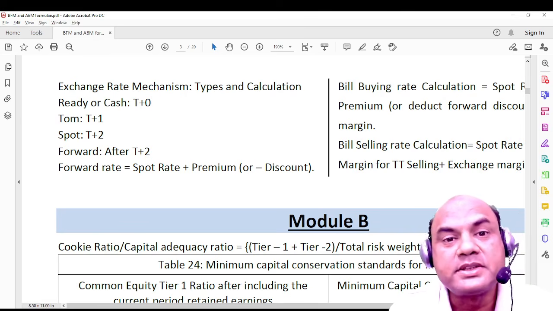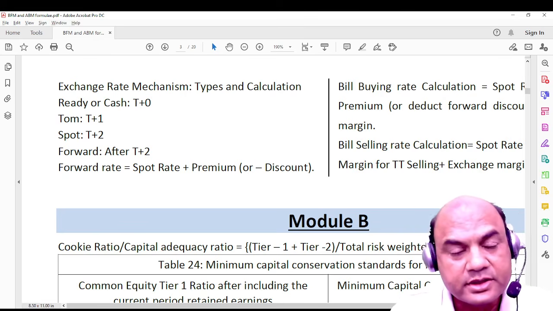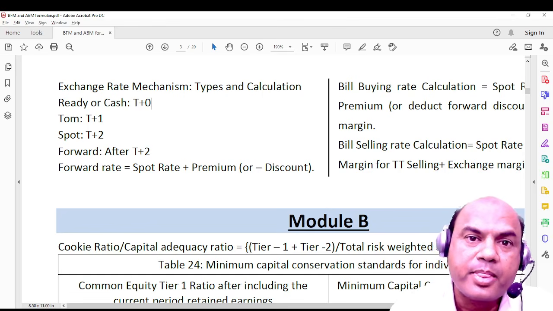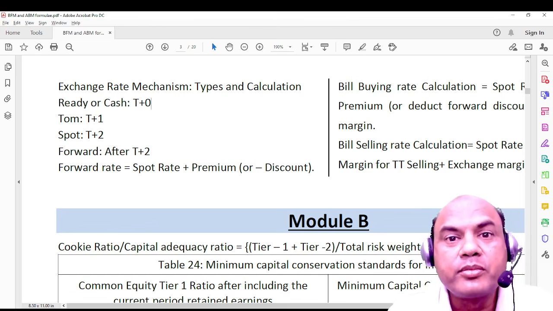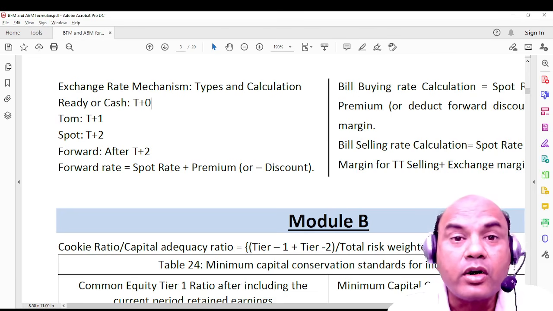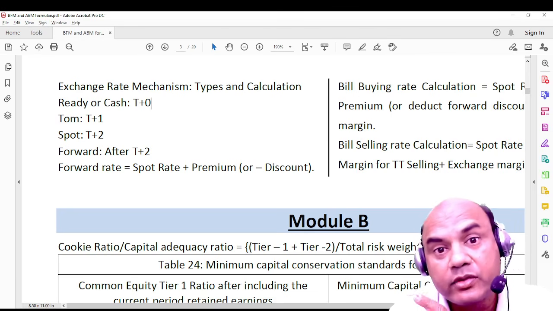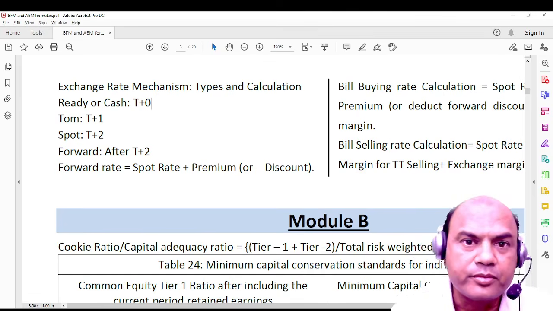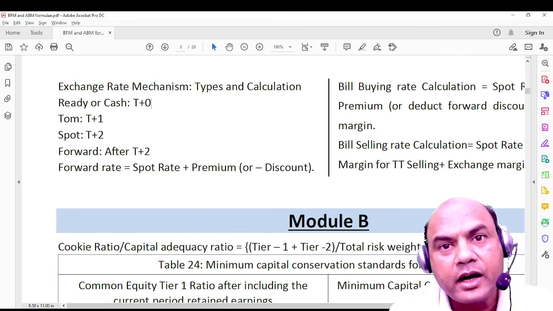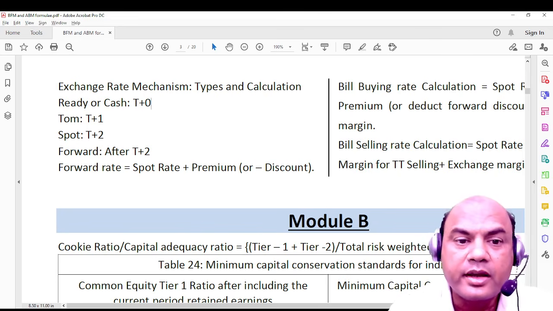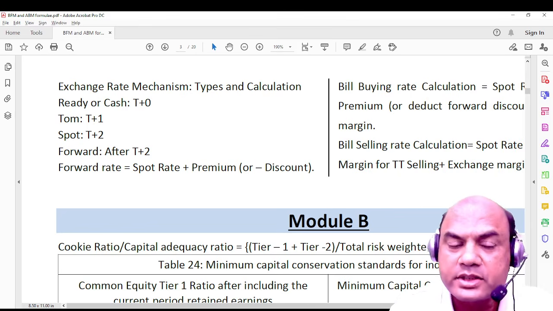Spot means second working day. It's called T plus 2. So I'll give you cash today, and you give me gold on the second working day, after tomorrow and the day after. Forward means any day after spot. Any day after spot is called forward.